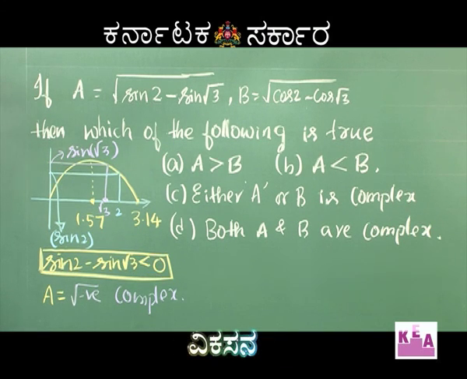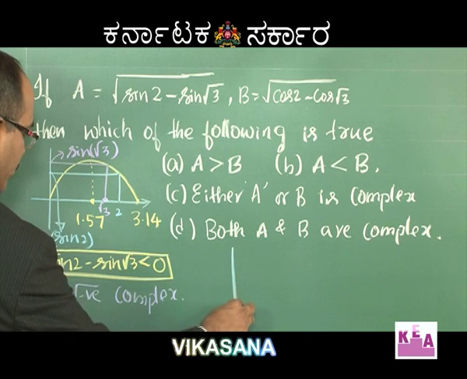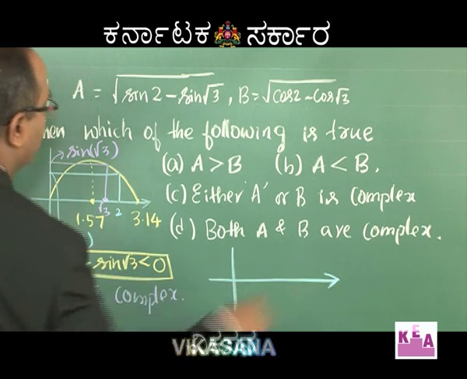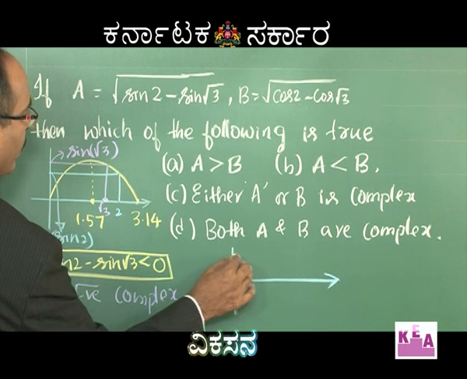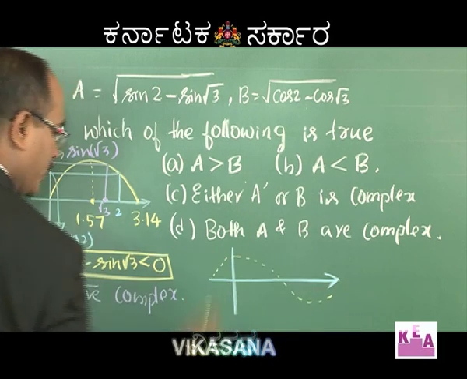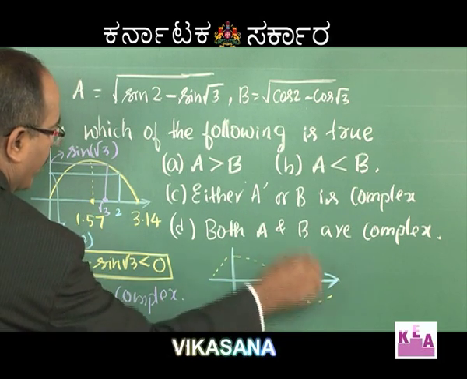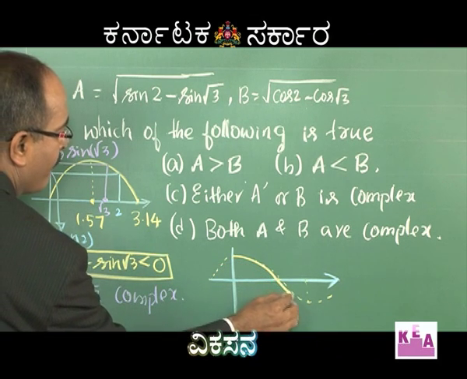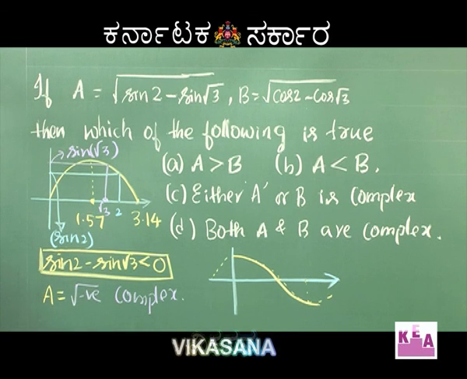The next one is cos 2 minus cos root 3. Once again, let us draw the graph of cos x and analyze. I hope you will agree with me. Cos x graph is clearly like this. Is that correct? So this is pi by 2 and this is pi, right? So I am just drawing it. Is that correct? Now, where is our 2 and root 3?